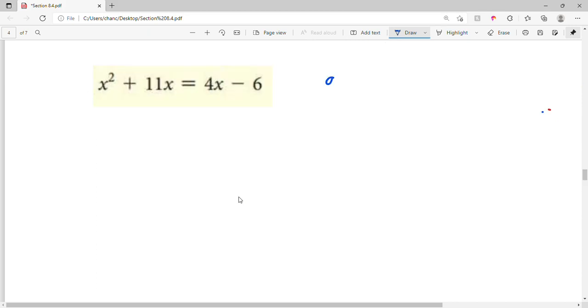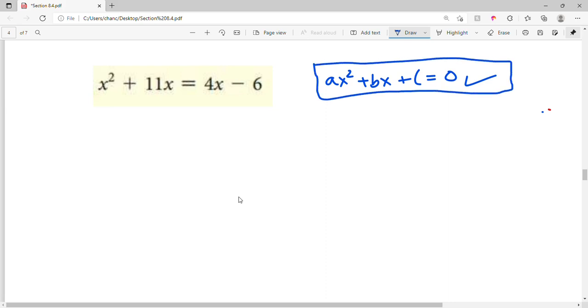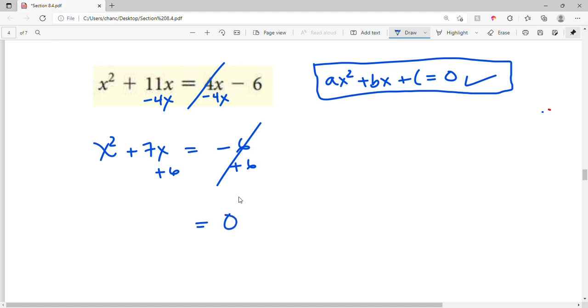Before we start the problem, always rewrite your equation in the form of ax squared plus bx plus c equals 0. Once it's in this nice standard form, then we will be able to factor. So I'll start by subtracting 4x from both sides. That gives me x squared plus 7x is equal to negative 6. Then I could add 6 to both sides, again to make the right side 0. And so this is x squared plus 7x plus 6.